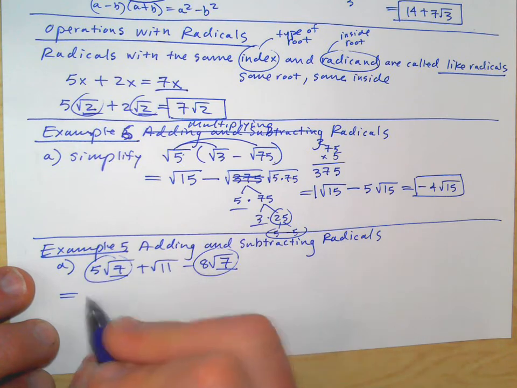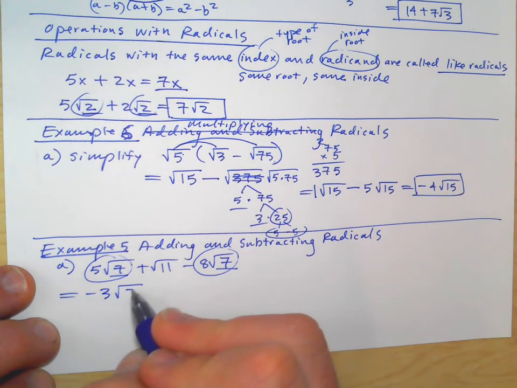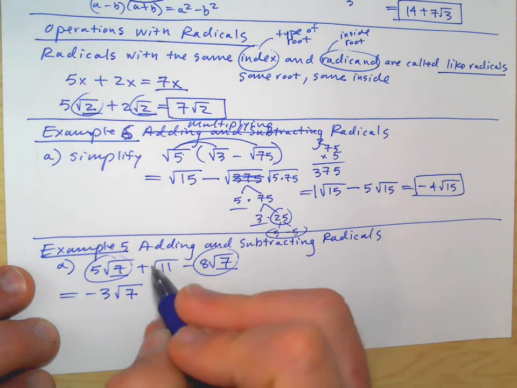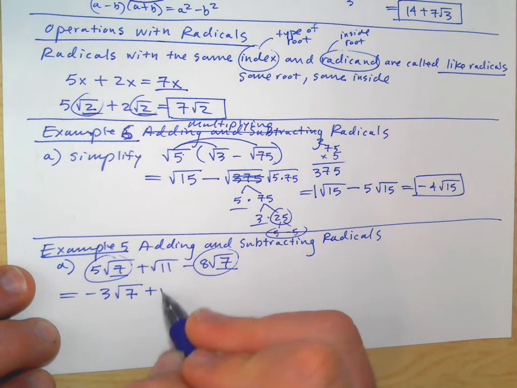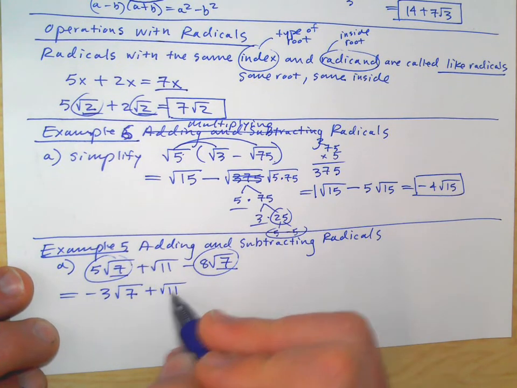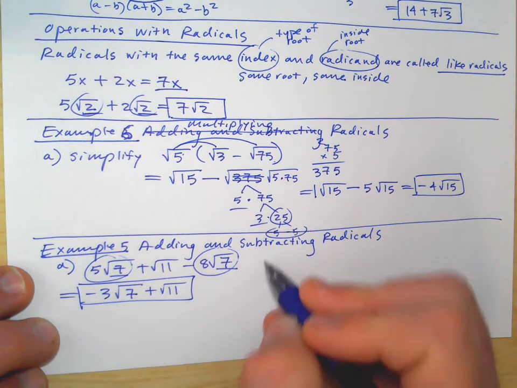5 minus 8 is negative 3 square root of 7. The inside stays the same. This guy doesn't have anyone else to be combined with, and we can't simplify it. So plus square root of 11 stays the way it is.